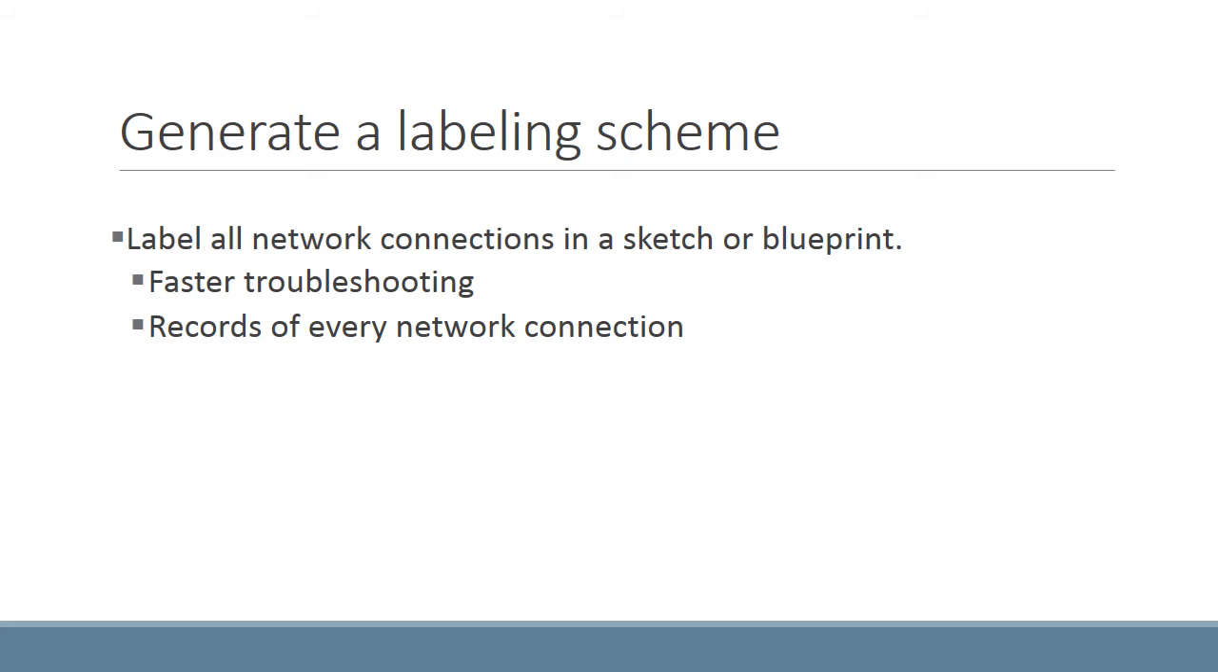Label all network connections in a sketch or blueprint. This will save you many labor hours. It will help you with faster troubleshooting, and it will give you a record of every network connection. It will be especially helpful during new building construction because you may be required to install cable before some of the walls are up. Construction personnel may cut off your cable or paint over it, causing the label to not be visible. Having a blueprint in hand of every network connection will allow you to identify which cable was cut or painted over.